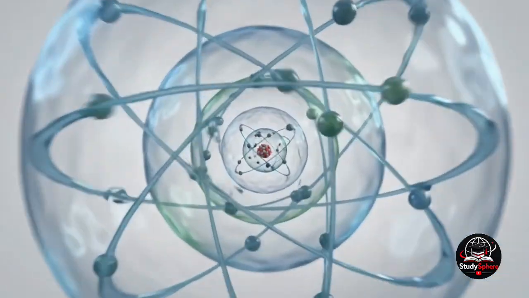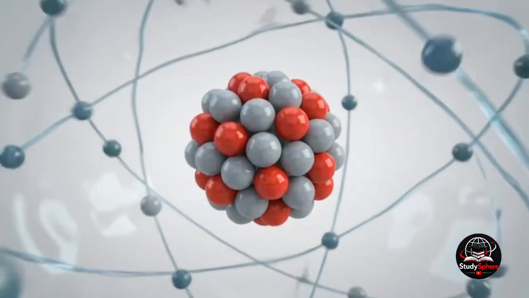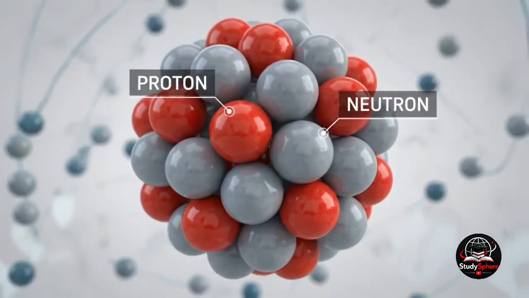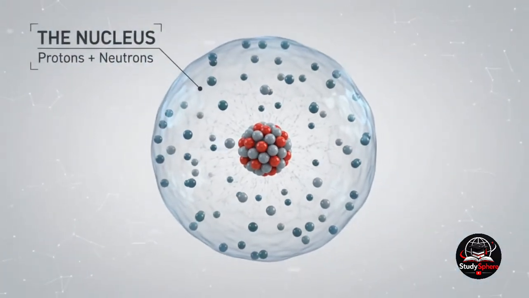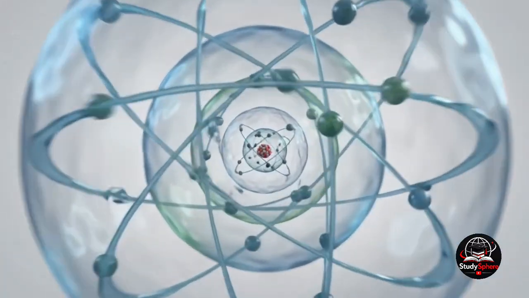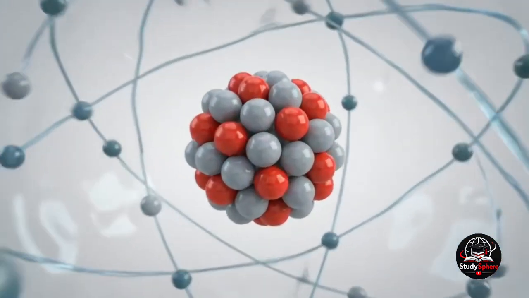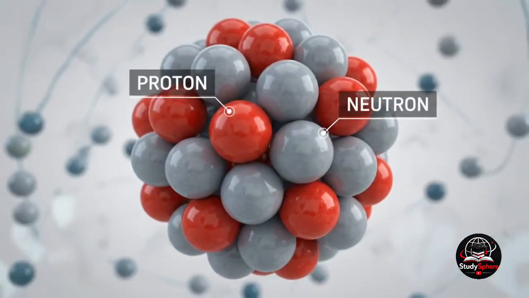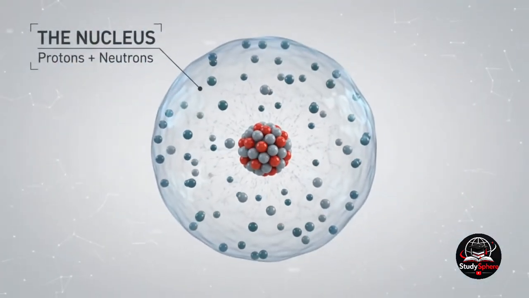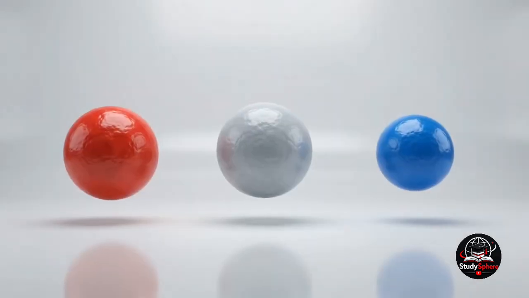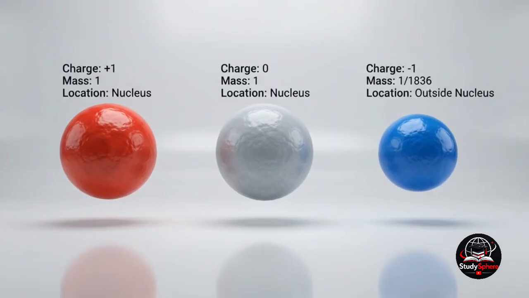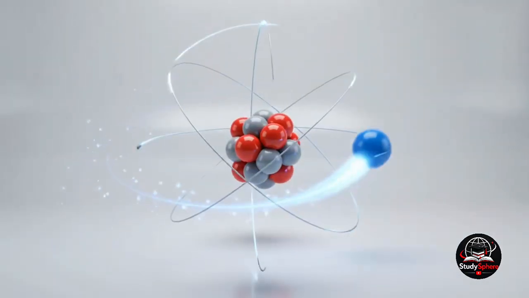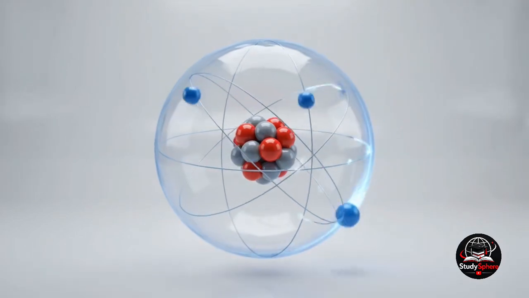At the heart of every atom is its nucleus. It contains positively charged protons and neutral neutrons. Although the nucleus is extremely small, protons are positive, neutrons have no charge, and electrons are negative. Protons and neutrons stay inside the nucleus, while electrons occupy regions around it.